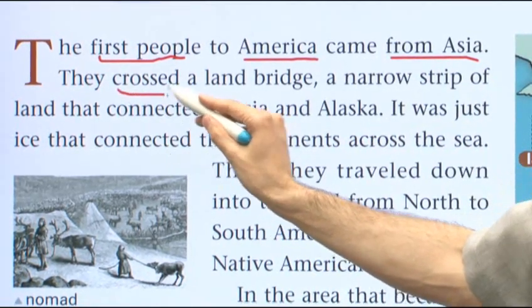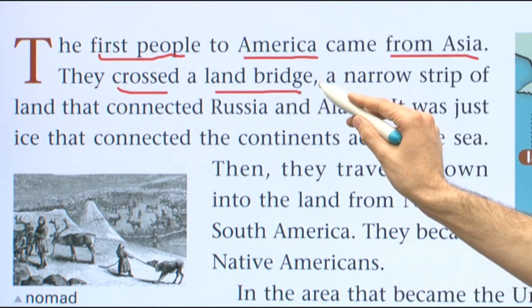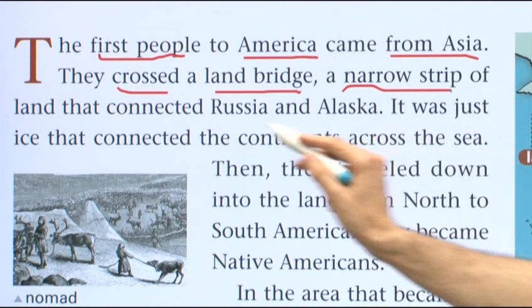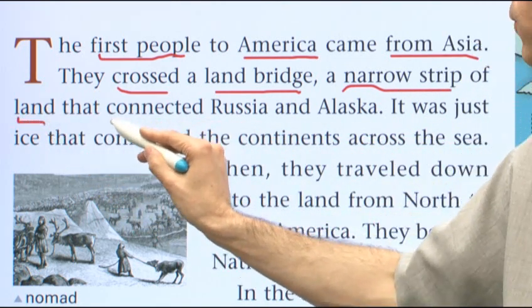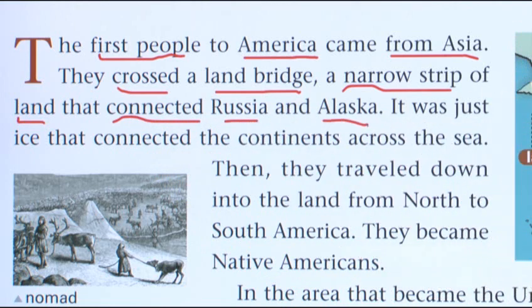Verb, crossed. Land bridge. Now, what is a land bridge? We'll have to find out. Narrow strip, land. Another verb, connect or connected. Russia, Alaska, and so on. And there's much more. I'm going to stop there because I don't want to do everything for you.